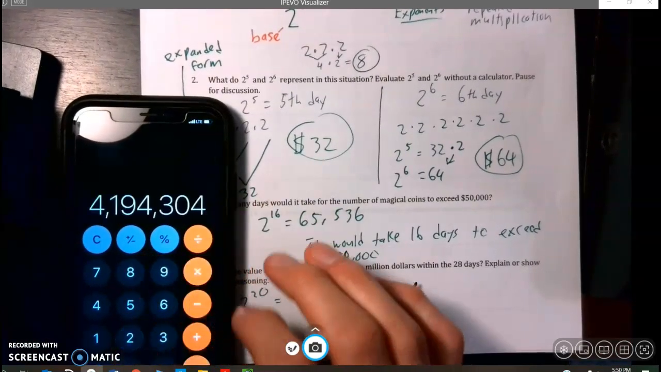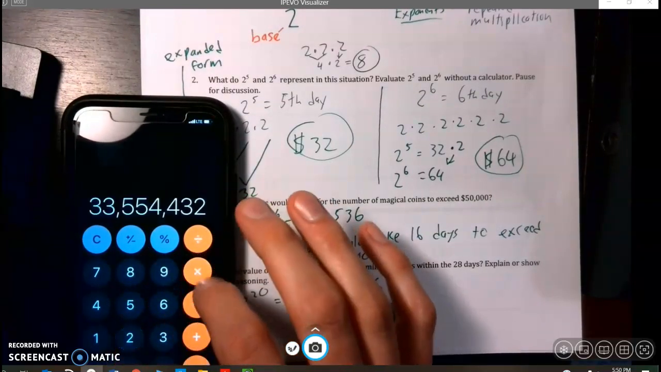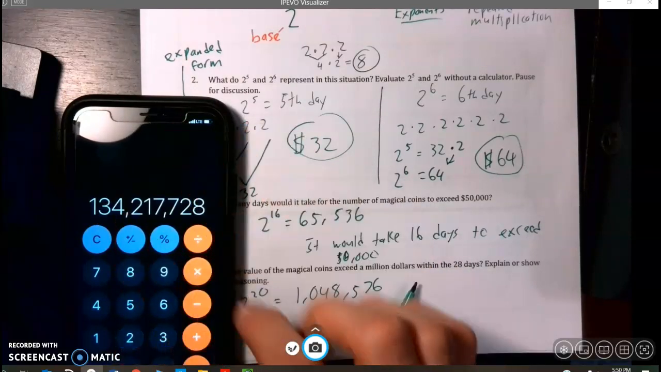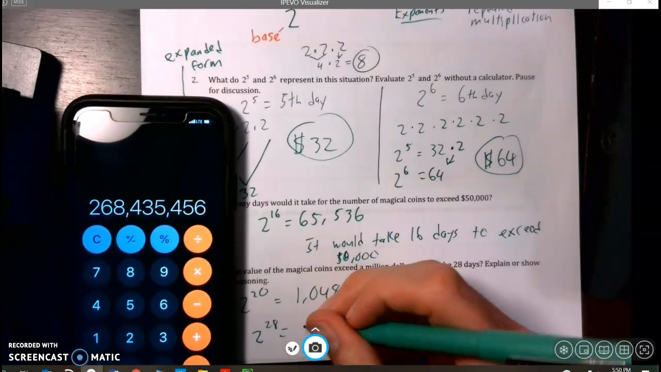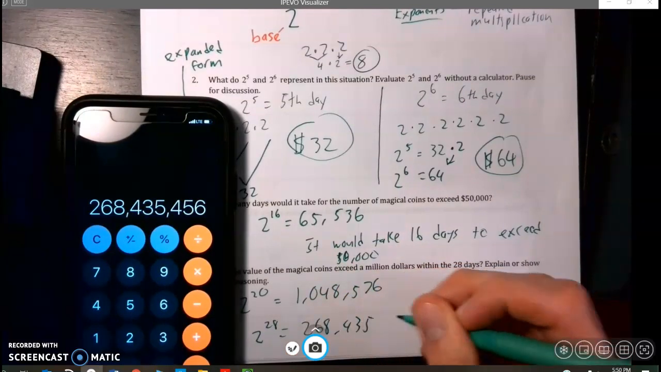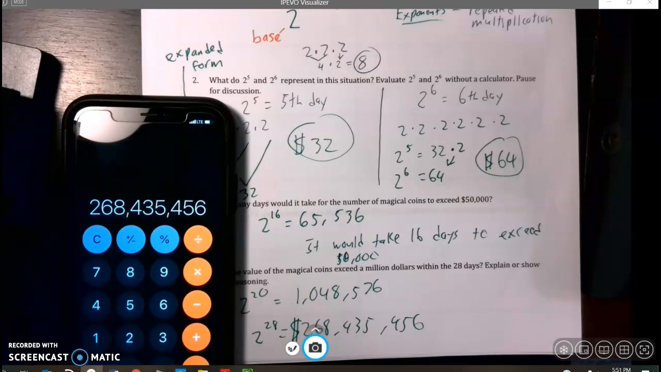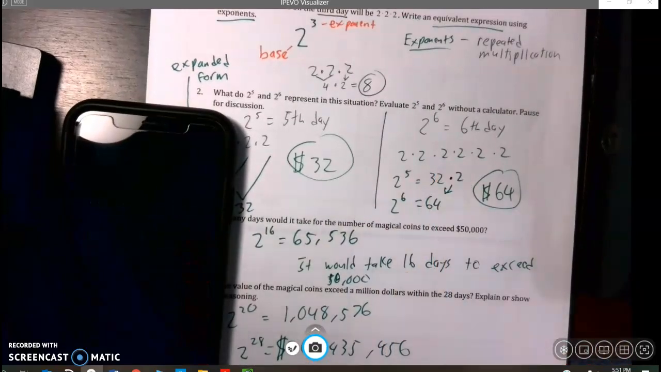21st day, 22nd, 23rd, 24th, 25th, 26th day, we're at 60 million. 27th day, 134 million. And on the 28th day, we would be at $268,435,456 by the end of that 28 days. That is just showing us how fast exponential growth increases numbers, right? That repeated multiplication builds like crazy.